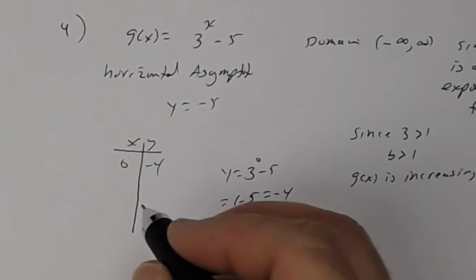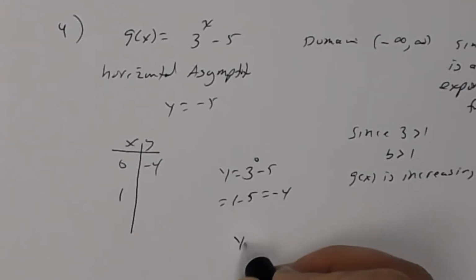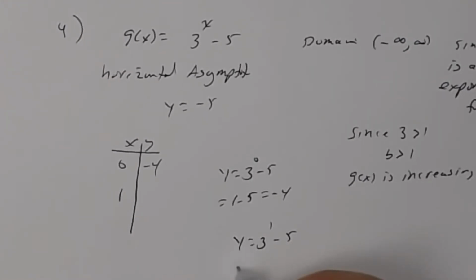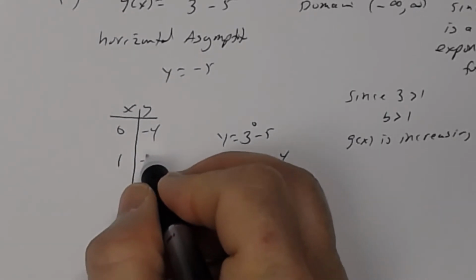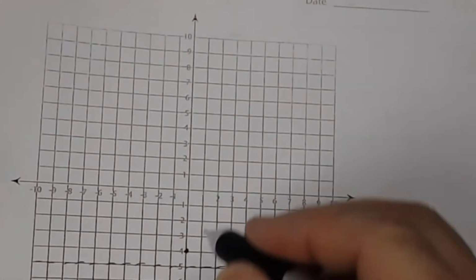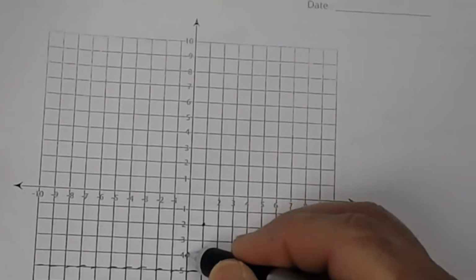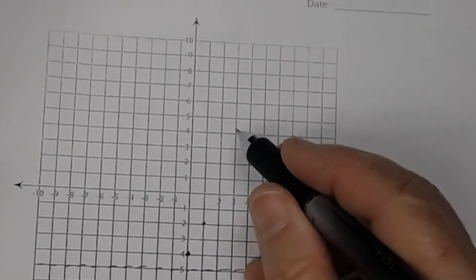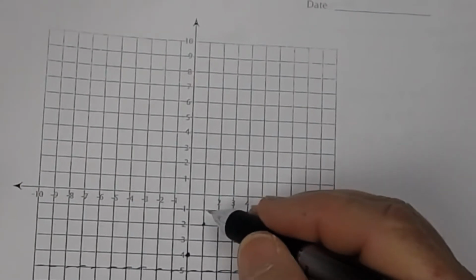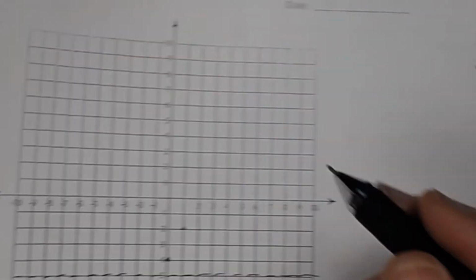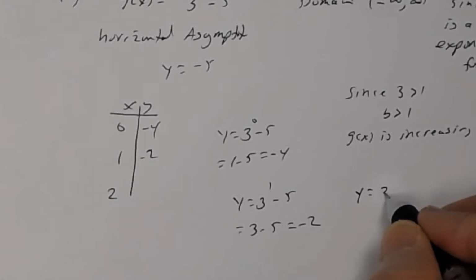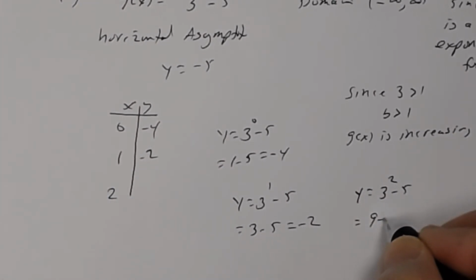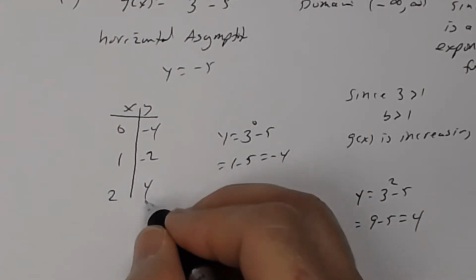All right, so let's let x be 1. If x is 1, we have y equals 3 to the first minus 5. So that's 3 minus 5, which is a negative 2. So plot the point 1, negative 2. So that's this right here. Now you got to do a few more because you don't have enough to do the shape yet. So you need about three or 4 points. So if x is 2, I get y equals 3 squared minus 5. So that's 9 minus 5, which is 4. So I get 2, 4, which is here.